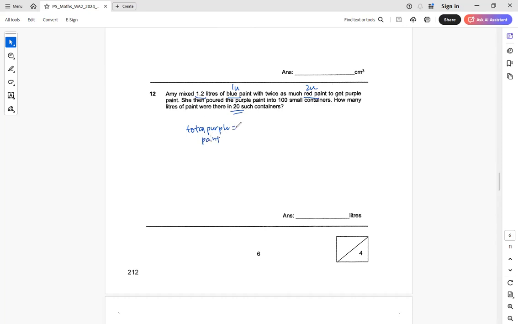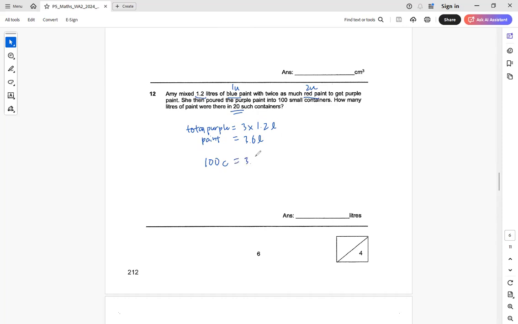Okay, so you know the blue paint is 1 unit, which is 1.2 liters, mixed with 2 units, right? So in total you will get 3 units. So to find the total purple paint, I simply take 3 times my 1.2 liters, because 1 unit is 1.2 liters. So 3 times 1.2 liters, I will get 3.6 liters. So she poured all the purple paint into the 100 small containers, right? So I'll write down 100. The C here represents the containers.